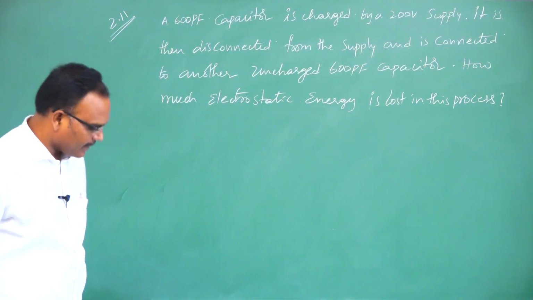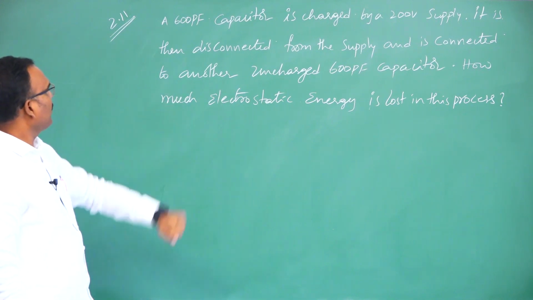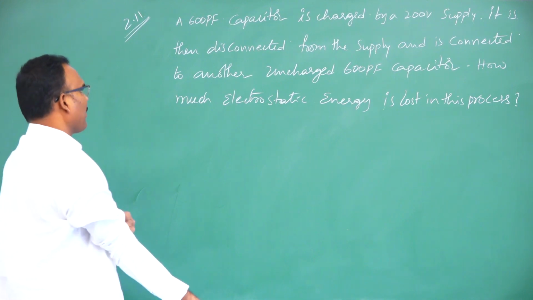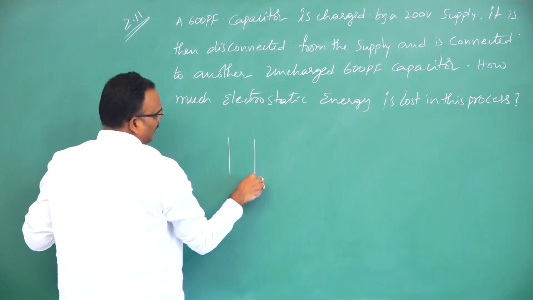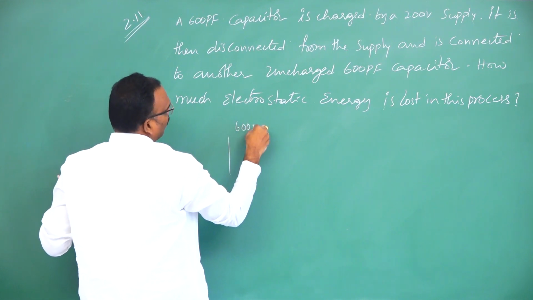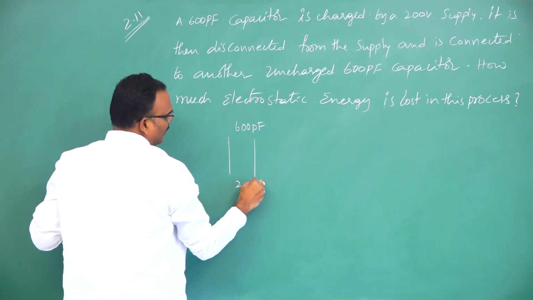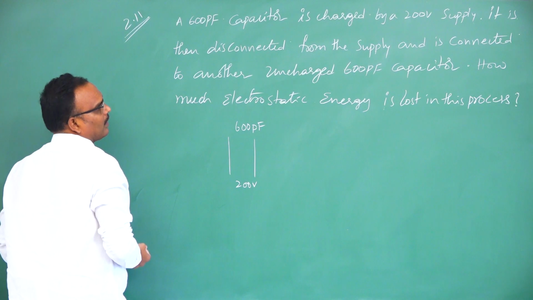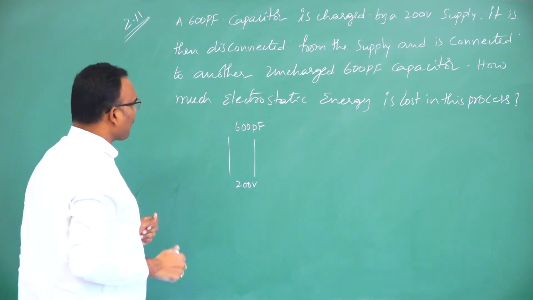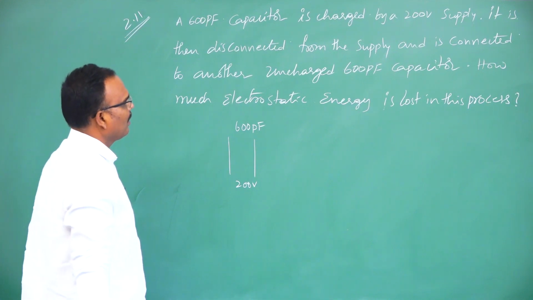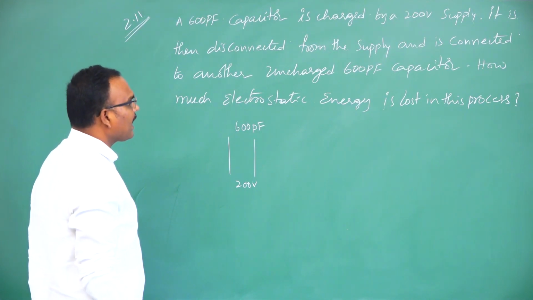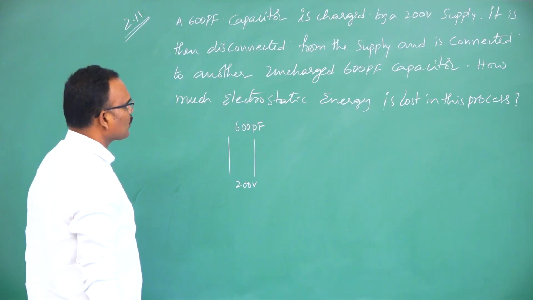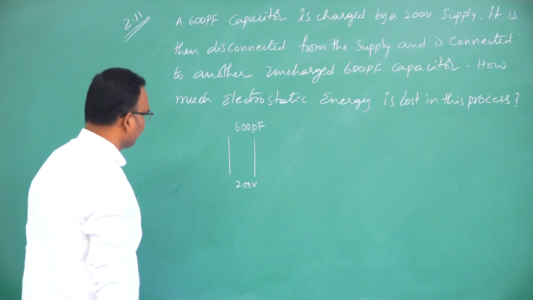Last problem, exercise problem number 2.11. A 600 picofarad capacitor is charged by a 200 volt supply. That means a capacitor of 600 picofarad is charged with a 200 volt cell, so the potential difference across the plates is 200 volt. It is then disconnected from the supply, so the source is disconnected, and is connected to another uncharged 600 picofarad capacitor. How much electrostatic energy is lost in this process?